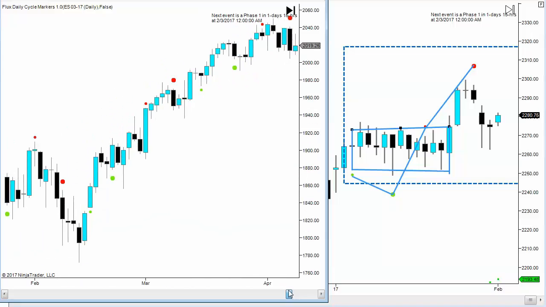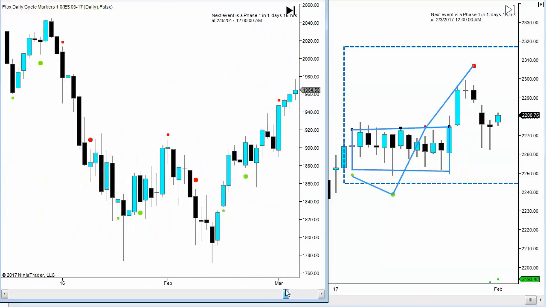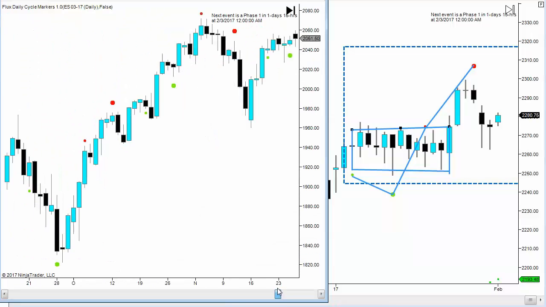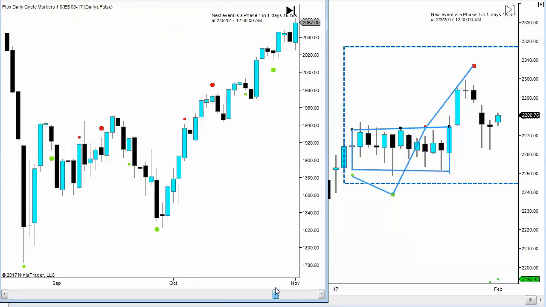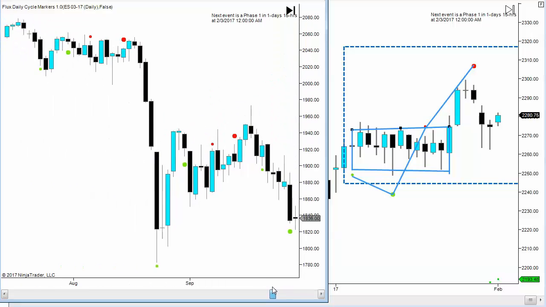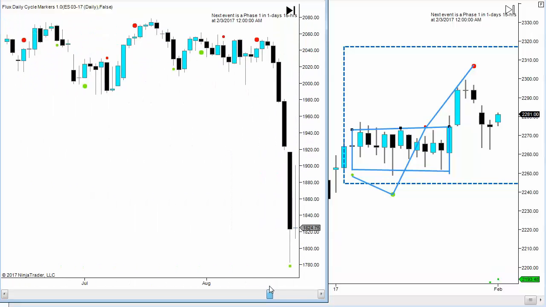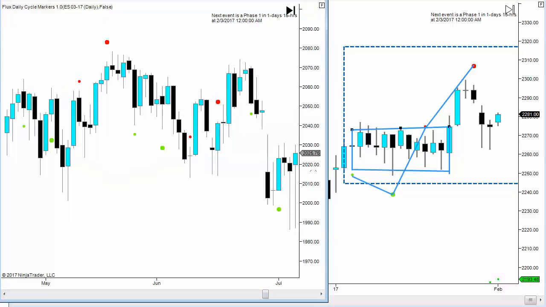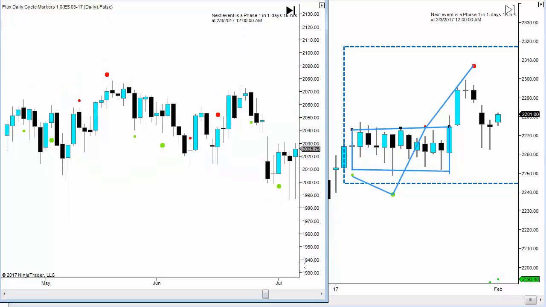And I quite honestly don't know what we're going to find or where we're going to see it. But I want to go back to a time where we had this topping pattern with an upthrust candle to the right of the consolidation phase. And I'm banking on the markets having done this before.